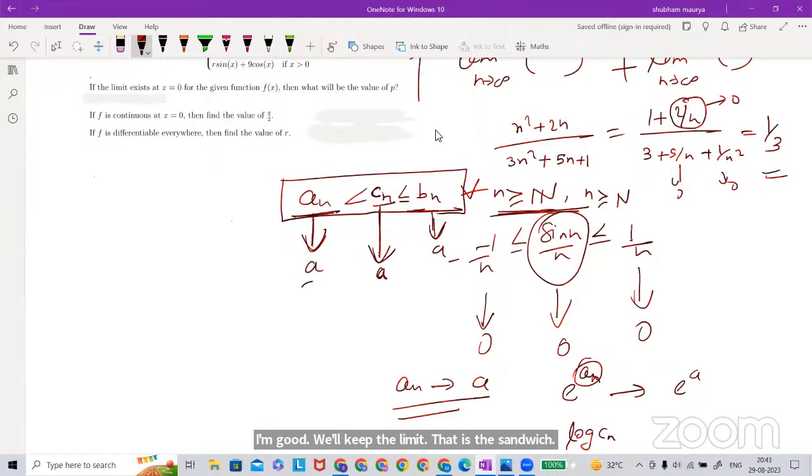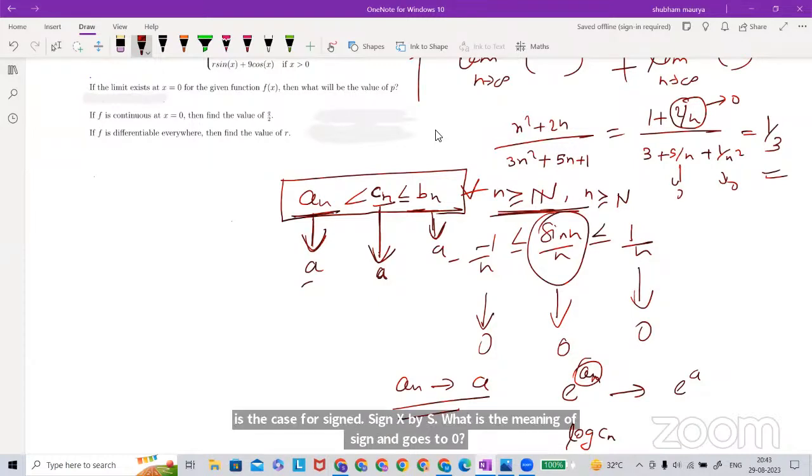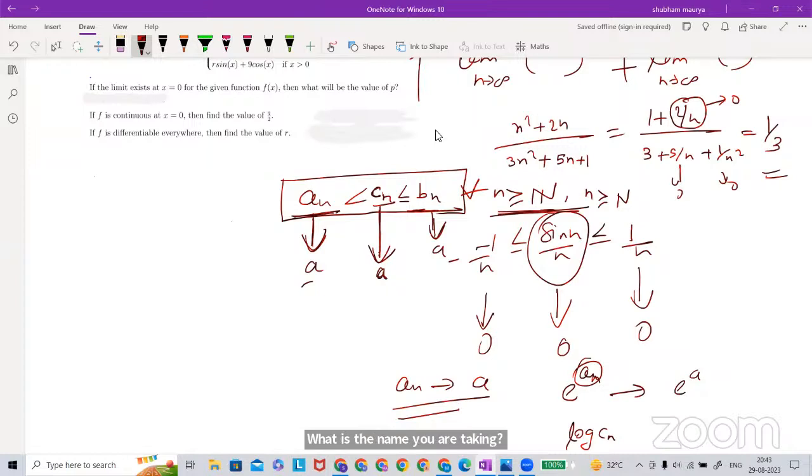So what will be the limit of sin n by n when n tends to 0? There is no meaning of sin n going to 0, right? Sin n goes to 0 means what? That is the case for the sine function, sin x by x. What is the meaning of n goes to 0? What is n here you are taking, a variable for a real number or for a natural number? I have listened to many such problems, asking what will happen when n goes to 0. Can you tell me what is the meaning of n goes to 0?